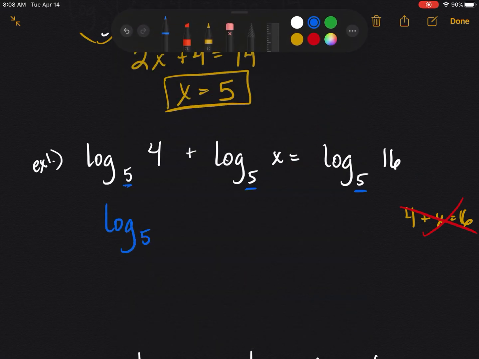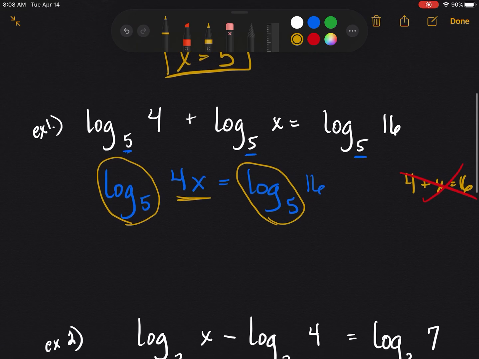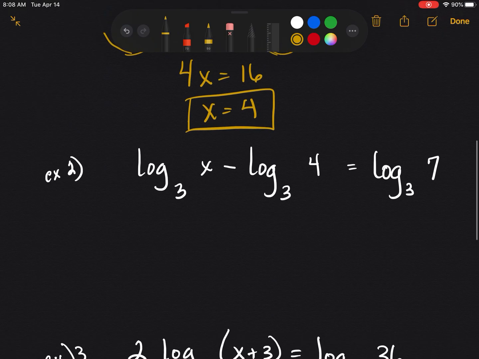Log base 5 of 4x equals log base 5 of 16. Now, because these are matching and we have one whole thing here, we can now set them equal to each other, 4x equals 16, and solve. So you're going to have to apply the properties that you learned yesterday to some of these.